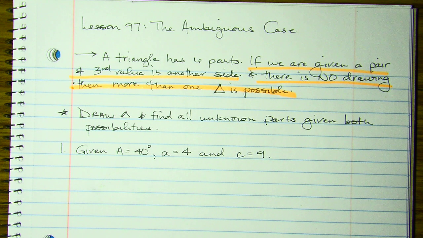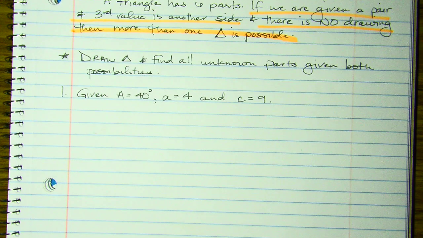If we're not given a drawing, then we can draw different triangles and assume different things about it. And so we're going to have to solve given both possibilities. So stick with me through this.